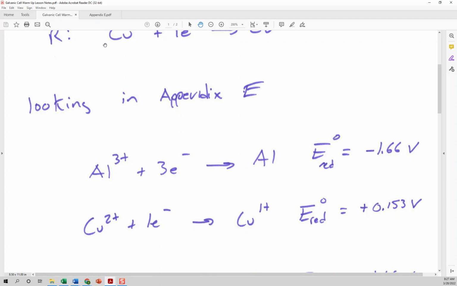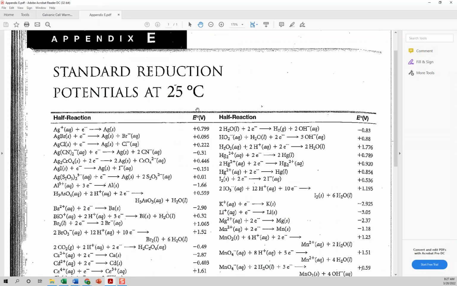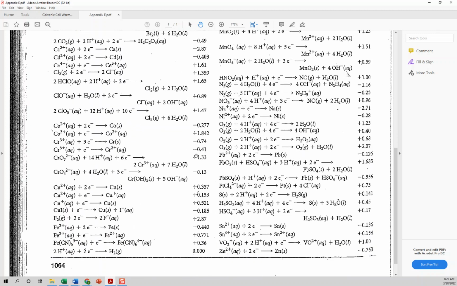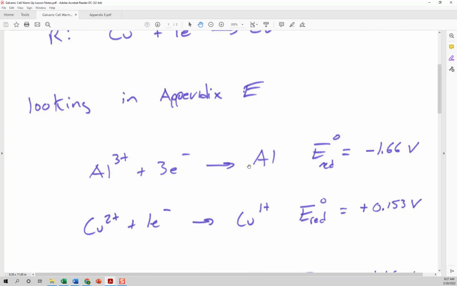So we would open up our Appendix E, okay? And we'd find the aluminum one. So here's the aluminum one. So the reduction of aluminum 3 plus is negative 1.66 volts. And then if we go down and find the copper one, remember, be careful, it's not this one, it's not copper 2 plus going all the way to solid copper, it's copper 2 plus going to copper 1 plus, but aqueous. And that is plus 0.153 volts, all right? So that's where we get our reduction potentials.